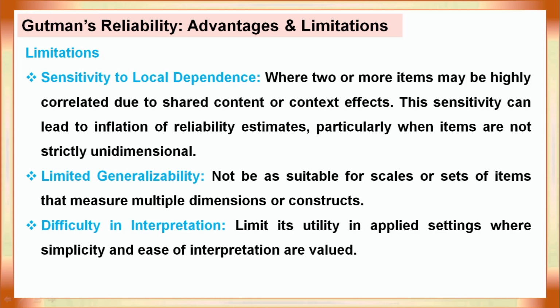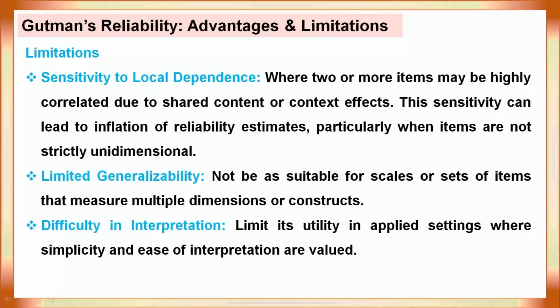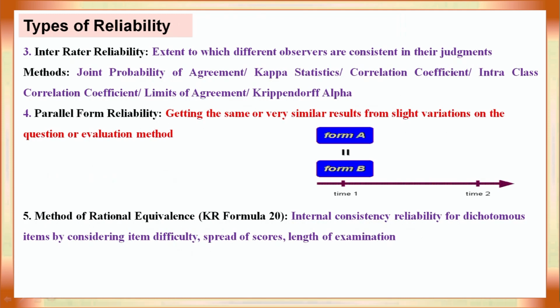So, this unidimensionality, which is an advantage on the one hand, may be a problem or limitation on the other hand. If the construct is much broader in nature, the Goodman lambda score may be much lower. And thirdly, it does not provide you with a single reliability coefficient. Goodman lambda is not as easy to understand as your Spearman-Brown formula or even the test-retest reliability method.